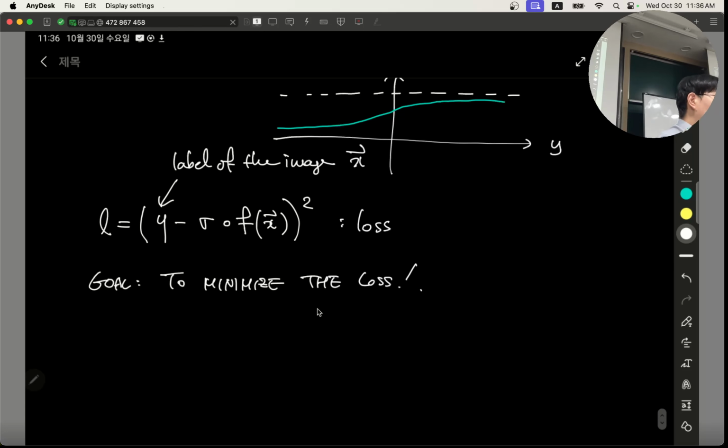So now comes the gradient descent. Before you apply gradient descent, let's think about this loss not as a value, but as a function. That's really important. What are the variables of this loss function?